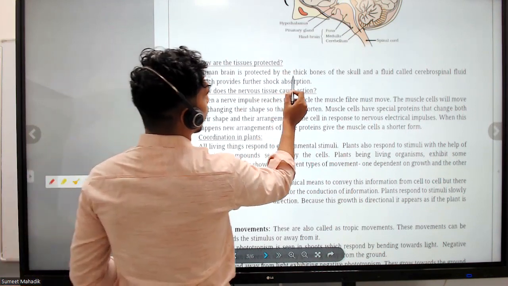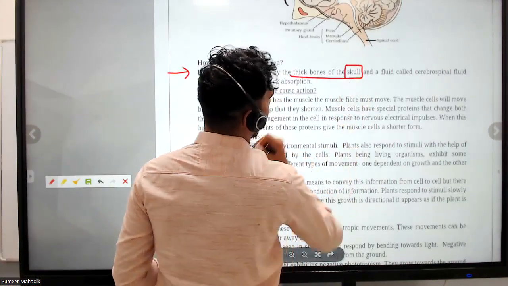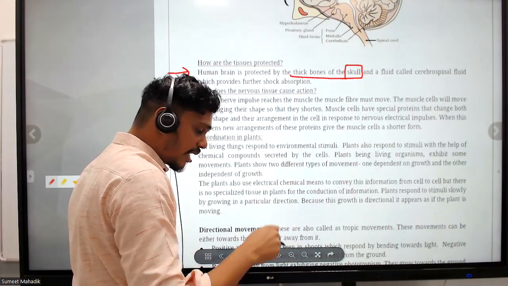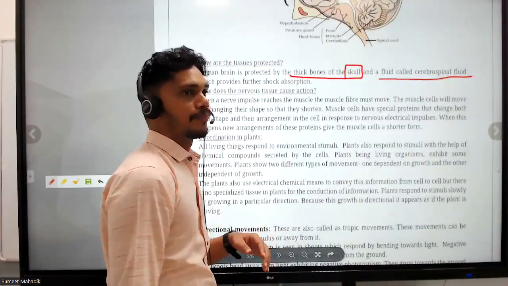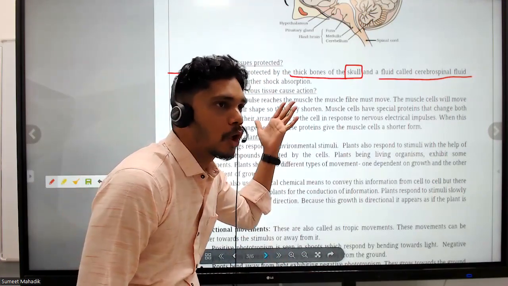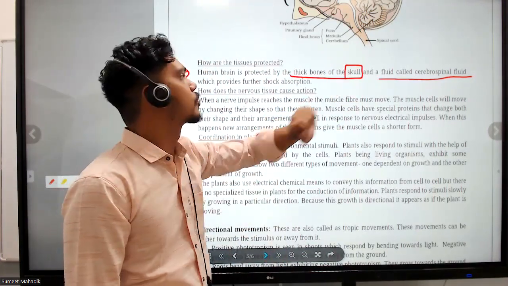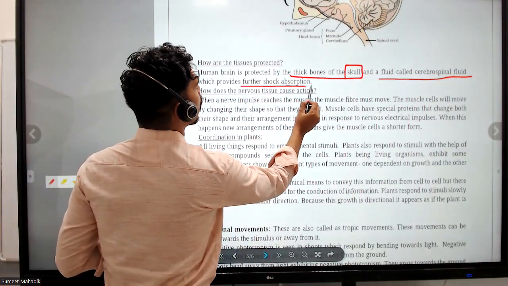Human brain is protected by the thick bone called the skull. And inside the skull, there is a fluid called cerebrospinal fluid. It acts like a shock absorber, which provides further shock absorption.